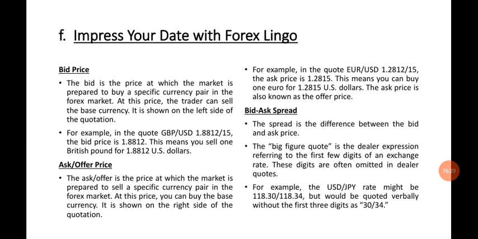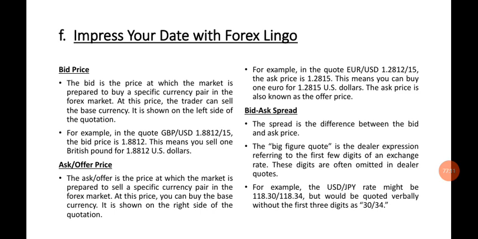Bid price. The bid price is the price at which the market is prepared to buy a specific currency pair in the forex market. At this price, the trader can sell the base currency. It is shown on the left side of the quotation. For example, in the quote Great British Pound US dollar 1.8812/15, the bid price is 1.8812. This means you sell 1 British pound for 1.8812 US dollars.